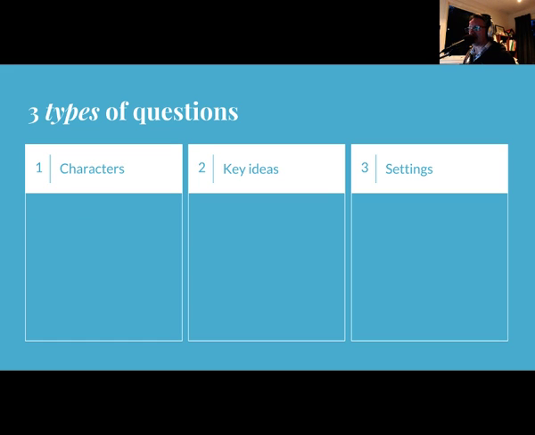Now, there are three questions offered to you, and there are three types of questions in both the one about the novel and the one about the film, but we're just focusing on the novel tonight. The three types of question are: a question about the characters, a question about some key ideas in the book, and a question about how the settings impact how you think about the book. You pick one of the three things to talk about.